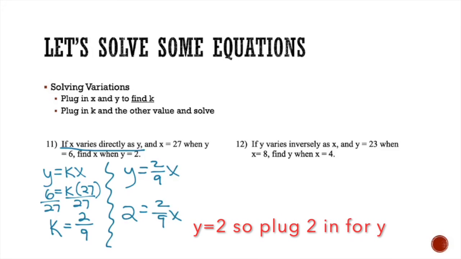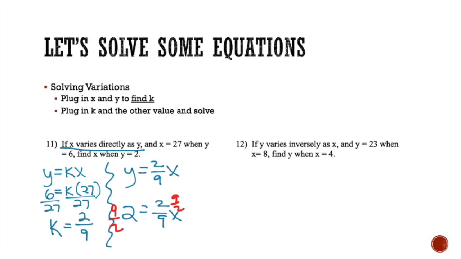Can I find x now? Divide. And instead of dividing, what can I do when it's a fraction? Multiply by the reciprocal. So I'm going to multiply by 9 over 2 and 9 over 2. My 2's are going to reduce, and x is going to be 9. Beautiful.